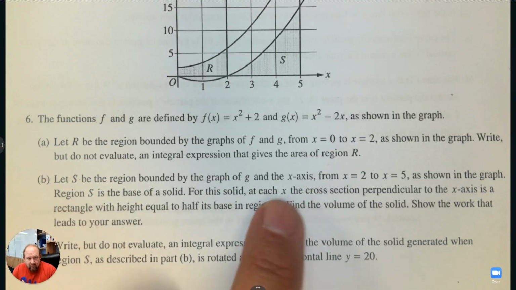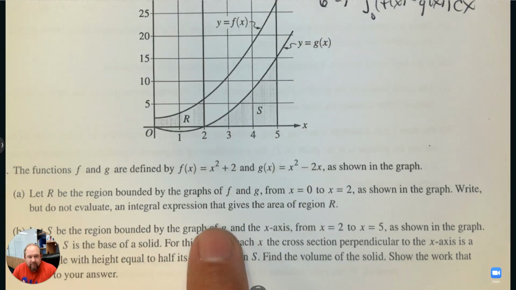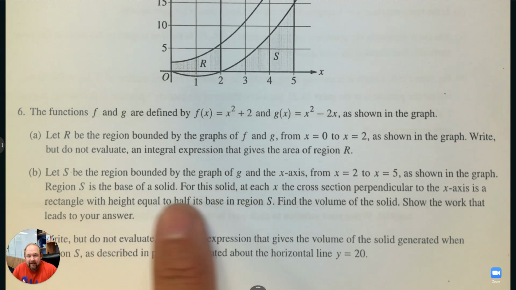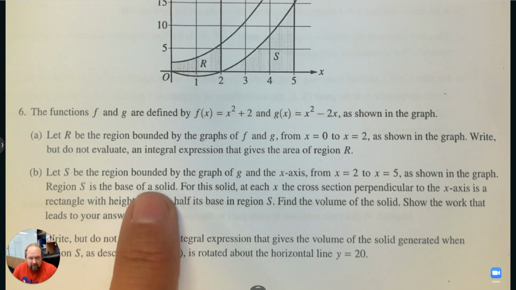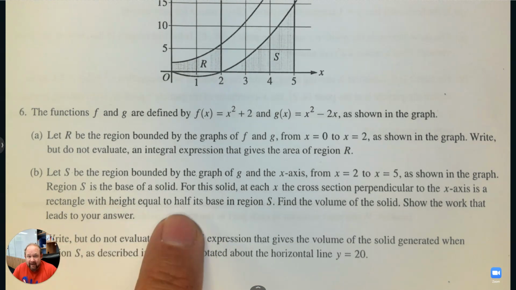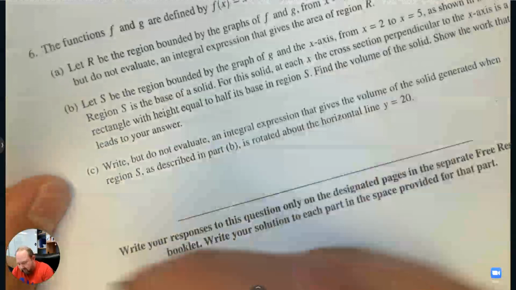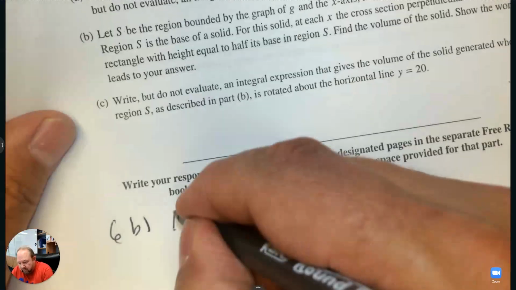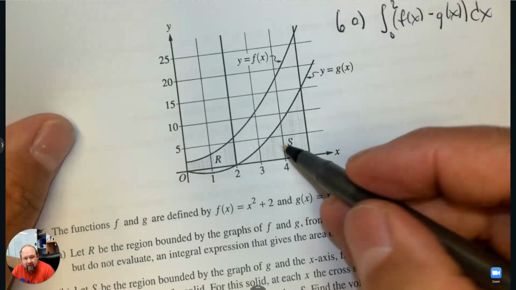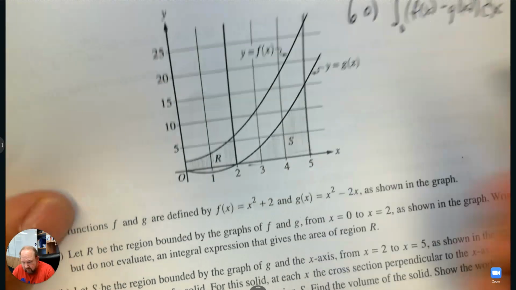The second one is the longest question because it says let S right here be the region bounded by g and the x-axis from 2 to 5. And then S is a base, a solid base. For this solid, at each cross section, it's a rectangle where the height is half the base, and then find the volume. So for a rectangle, and I'm going to do that down here because I need a little more space. First of all, we need to know area is base times height, and that the base, in this case, is the top subtract the bottom. So g at x take away 0, which is just g at x.